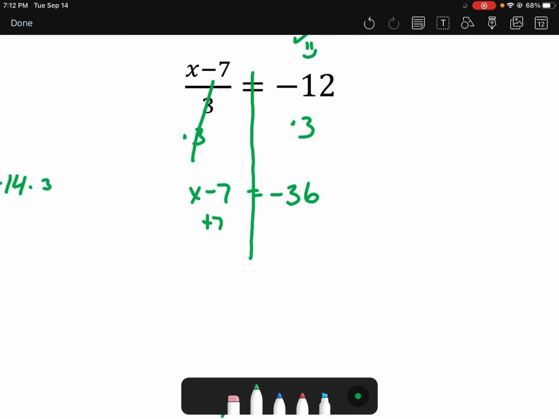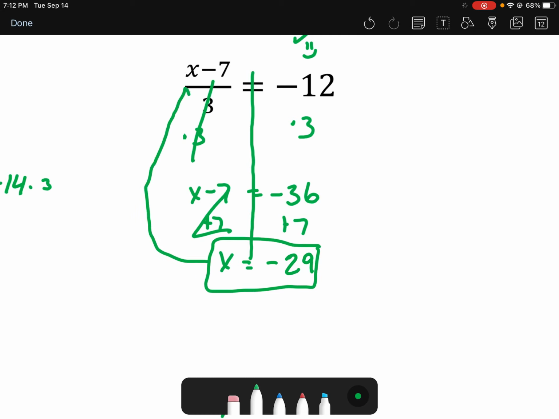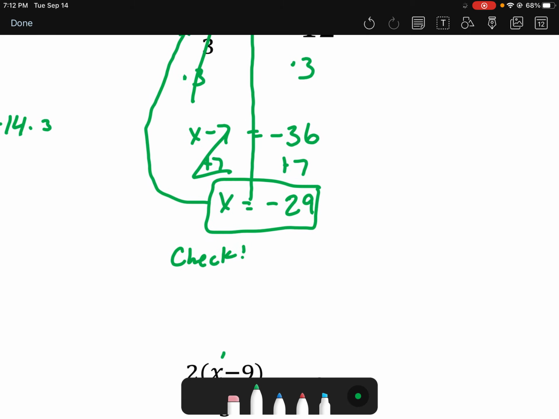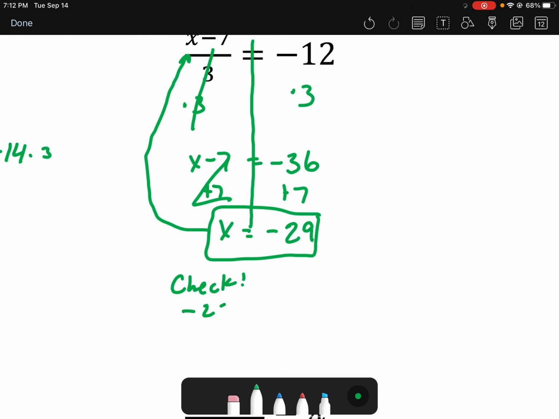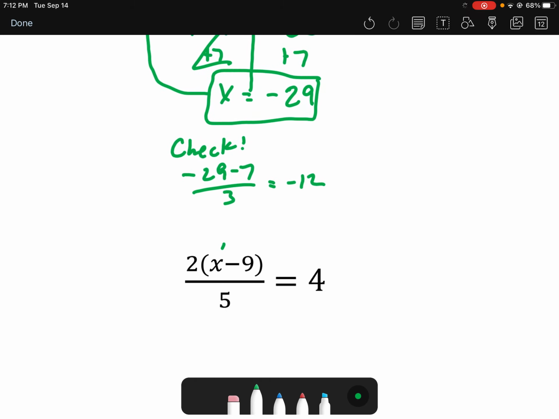I'm subtracting the 7. I can go ahead and add 7 to both sides. X is equal to negative 29. X is all by itself. I can now go ahead and substitute this boy back into x in the original problem in my check zone. So I have negative 29 minus 7 all over 3 is equal to negative 12.